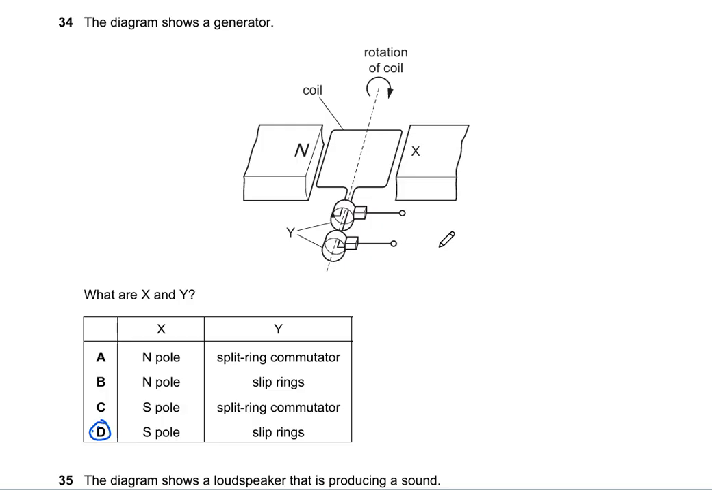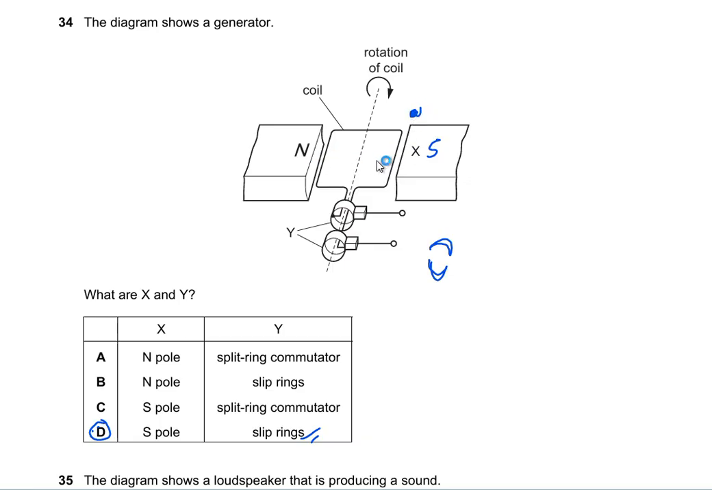a generator. An AC coil generator it seems to be. These are slip rings, obviously, not split rings. Split rings are split like that. So these are not split rings. These are slip rings, obviously. And if this is a north pole, this has to be a south pole. Otherwise, if this is a north pole, the coil would be stuck, right? So this has to be a south pole.